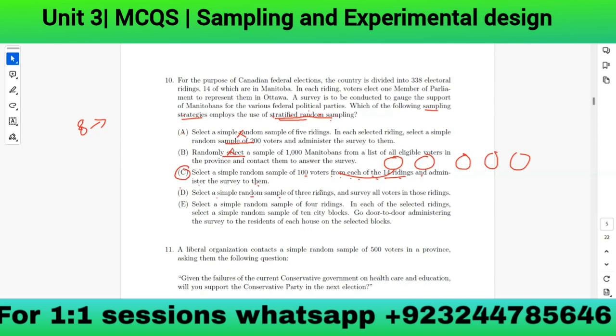Select a simple random sample of 3 ridings and survey all voters. Surveying all voters is not the option. You're very close to the answer, but it is not the correct answer, because we have to select from each of them. Selecting all is not the option for the stratified random sample. In a stratified random sample, we have to select persons from each of the groups, not all of the voters. So C will be the correct answer. Got it? But you were very close to the answer. Did you understand it?